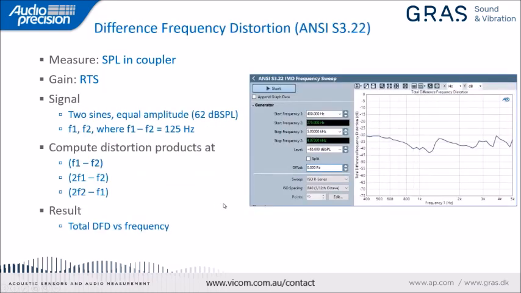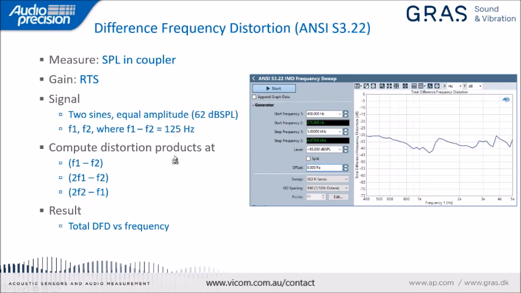Some other metrics around intermodulation distortion. So ANSI S3.22 calls it difference frequency distortion. And here we're generating 2 sine signals that are of equal amplitude, but they're different in frequency by 125 Hertz. Now in the next slide, we'll show the IEC version of this. It's very similar. One thing that's different: in the ANSI standard, F1 is the higher of the 2 frequencies. In the IEC standard, F2 is the higher, but they're both a difference frequency of 125 Hertz, which is important.